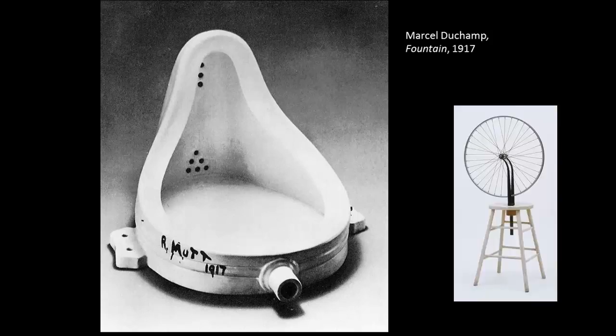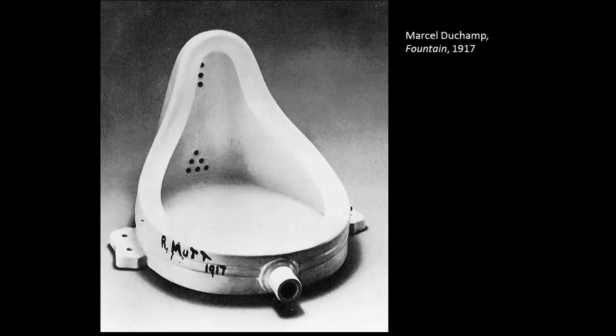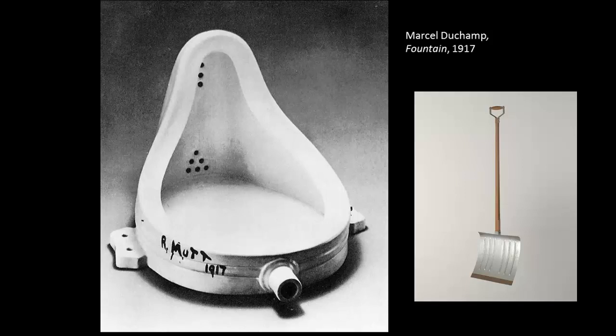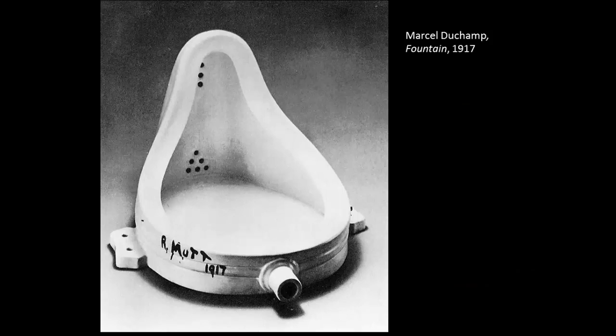A bicycle wheel is a very famous one where he mounts a bicycle wheel on top of a stool. One of my favorites is he has a ready-made that's a snow shovel, but he gives it a brilliant title. It's called In Advance of a Broken Arm. So talking about the eventual outcome if you're using it in its functional capacity. Now, Duchamp ends up retiring from art at quite a young age so that he can play chess all the time. And that seems very fitting, I think.